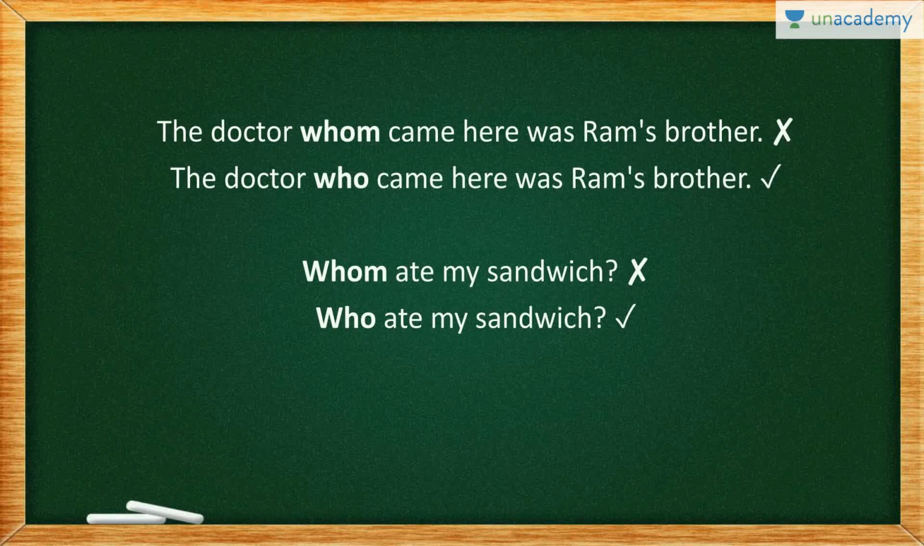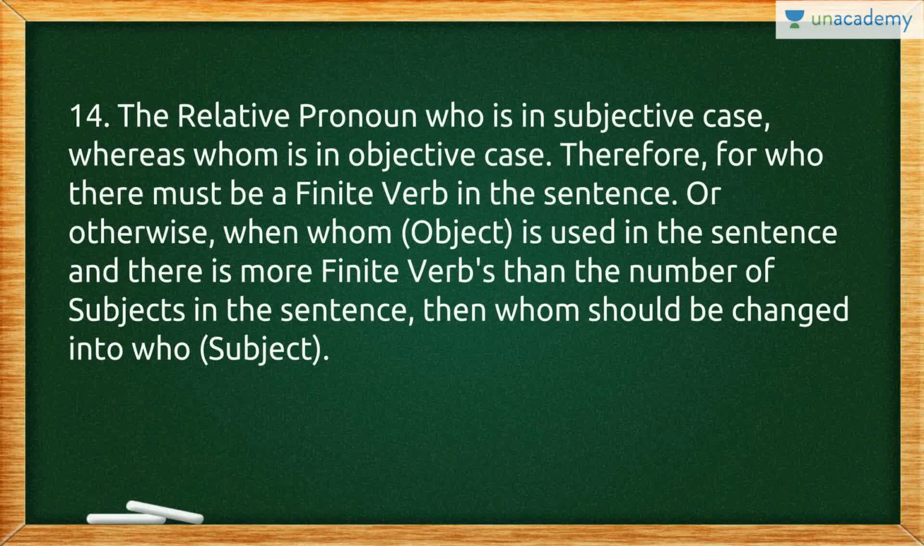The doctor whom came here was Ram's brother. Now we don't say the doctor whom, we say the doctor who came here was Ram's brother. Now once again, whom ate my sandwich? It's not whom ate my sandwich, it is who ate my sandwich. Now let's recall the rule. Who is used in subjective case, whereas whom is in objective case.